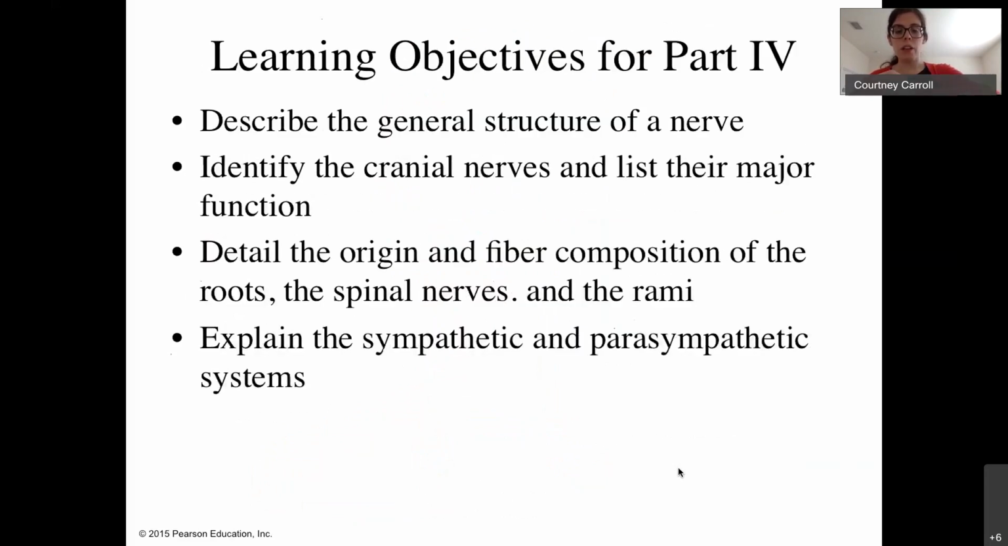With that, we'll talk a little bit about the peripheral nervous system. For this part, we'll talk about the general structure of our peripheral nerves. We'll identify cranial nerves and list their function, and then we'll talk about our sympathetic and parasympathetic system.